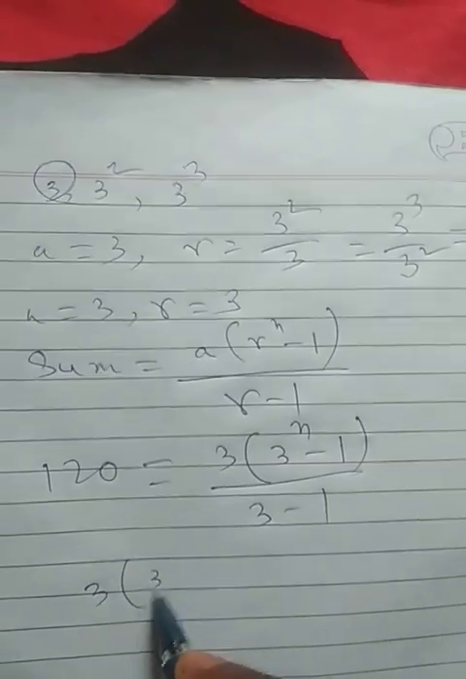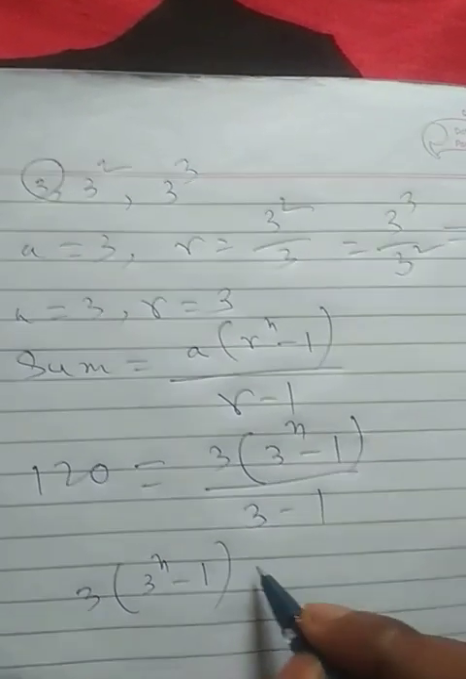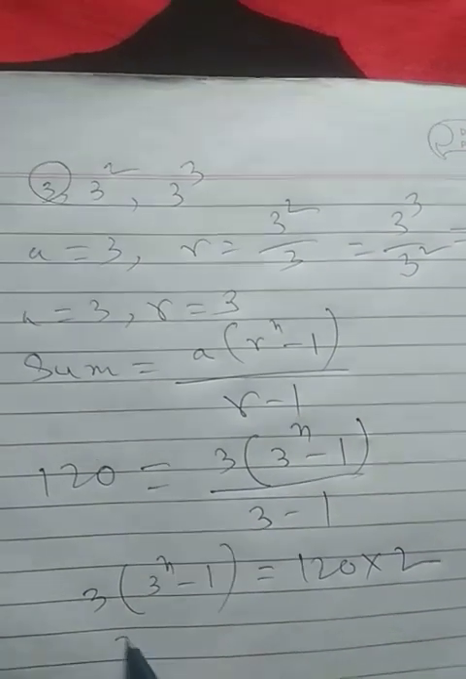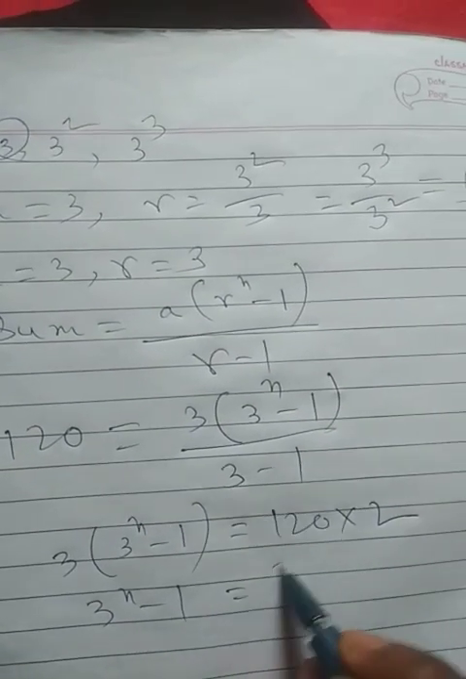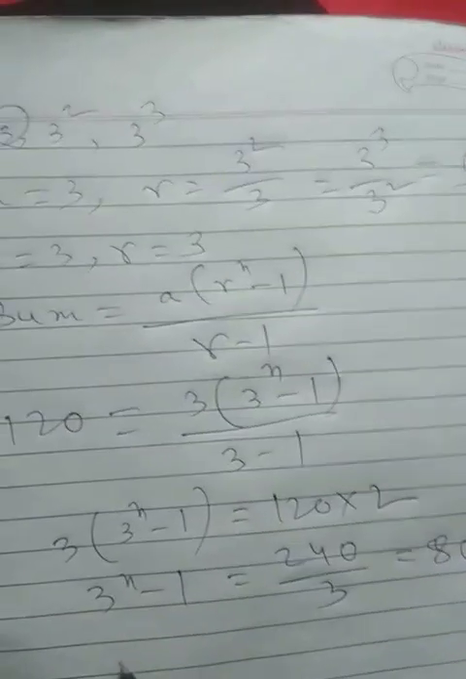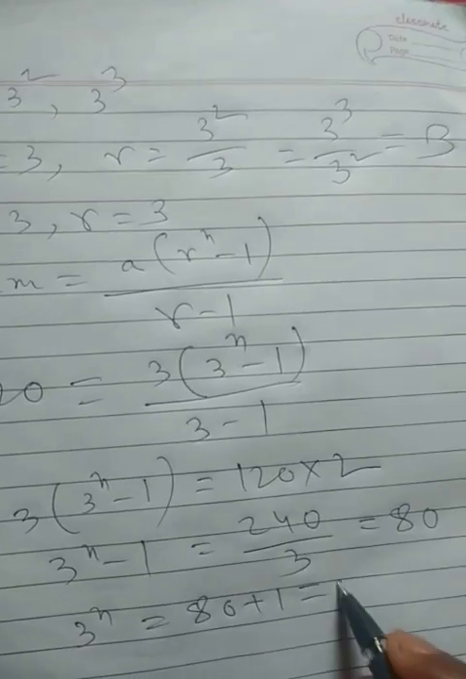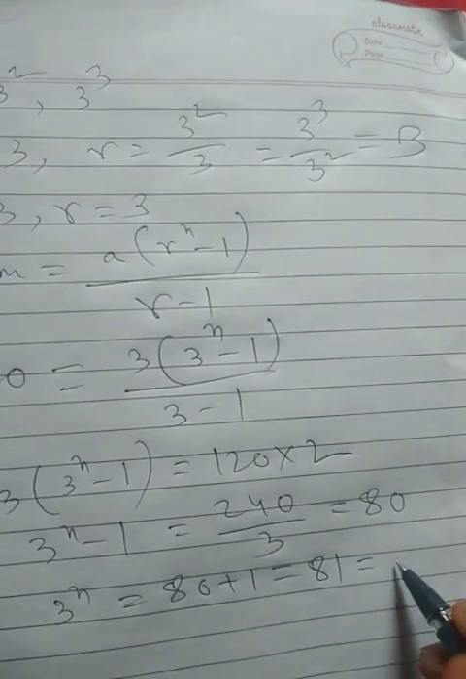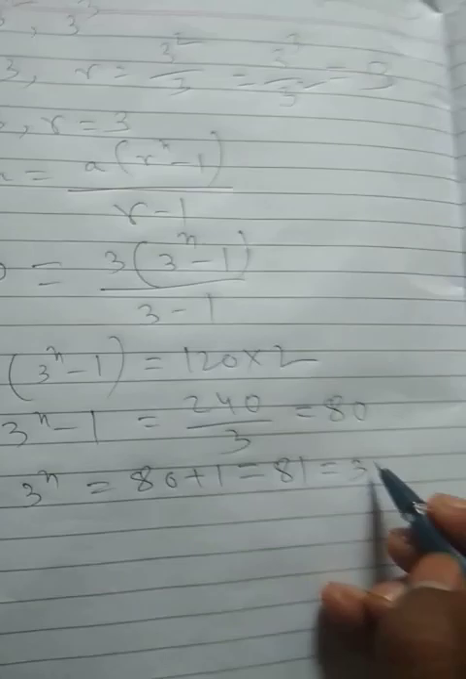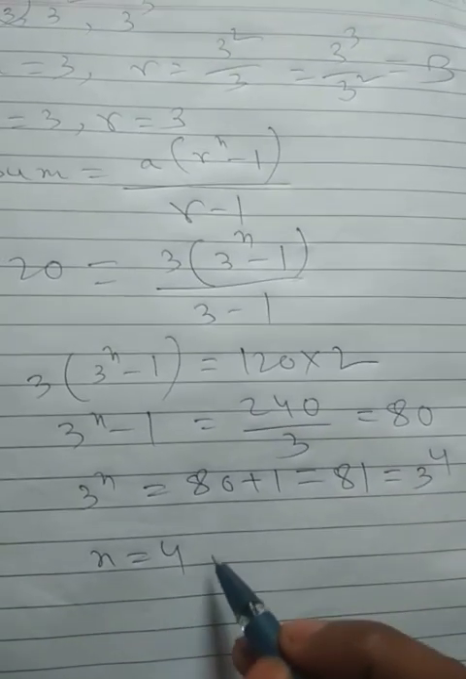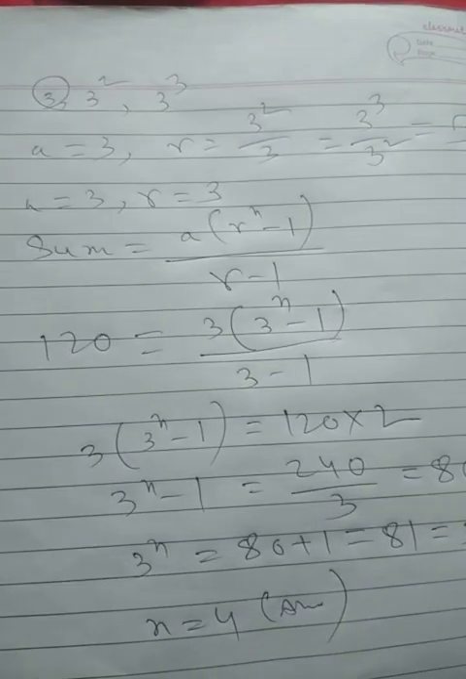So I got 3 into 3 to the power n minus 1 equal to 120 into 2. So 3 to the power n minus 1 equal to 240 by 3, that means 80. So I got 3 to the power n equal to 80 plus 1 equal to 81. 81 means we know that it is 3 to the power 4. So I got n is 4. So the answer is n is 4. I think the maths is clear.